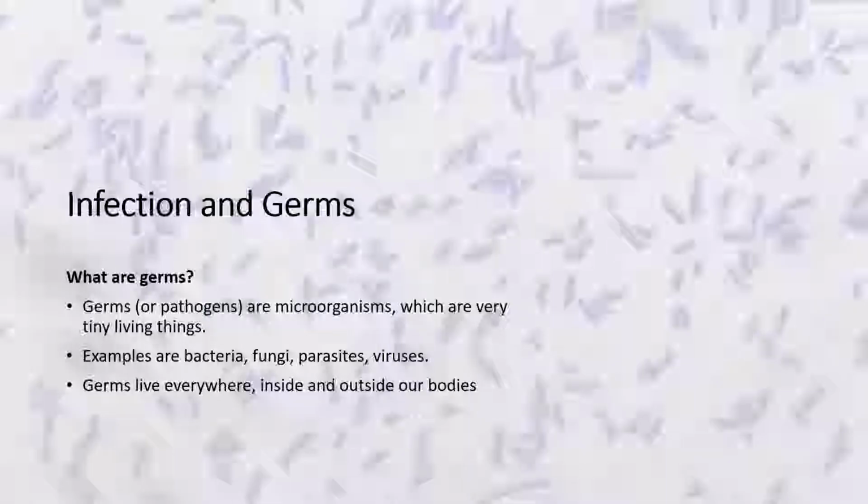And what are germs? Germs or pathogens are microorganisms, which are very tiny living things. Examples are bacteria, fungi, parasites, and viruses. Germs live anywhere, everywhere, inside and outside our bodies. And what are microorganisms? Microorganisms are tiny living things that are too small to see without using a microscope.